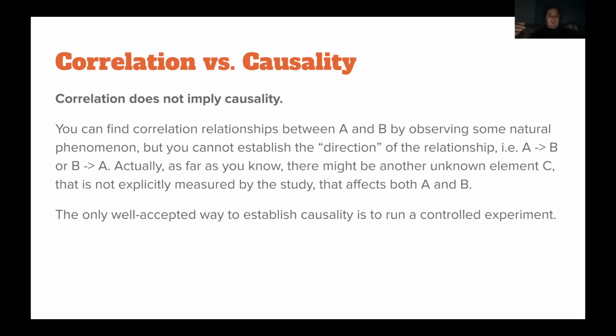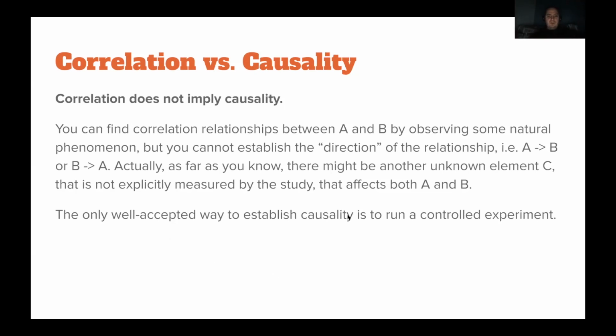So again, you can never establish causality simply by looking at the correlation. The only well-accepted way to establish causality is to run a controlled experiment. So you have to have the data gathering under control all the way from the beginning. You cannot do an observational study and just measure something from the world and then establish a causality relationship between these two things. You cannot do that.